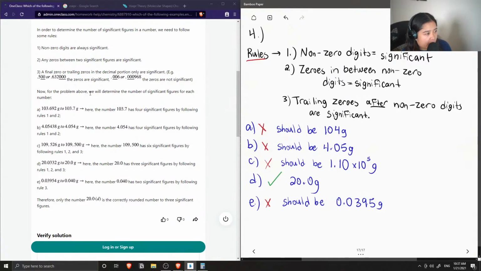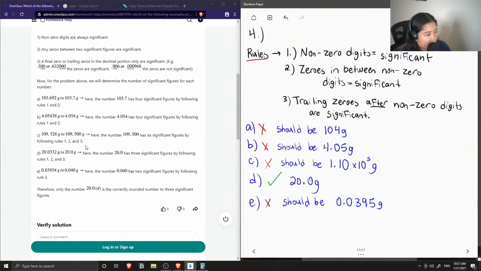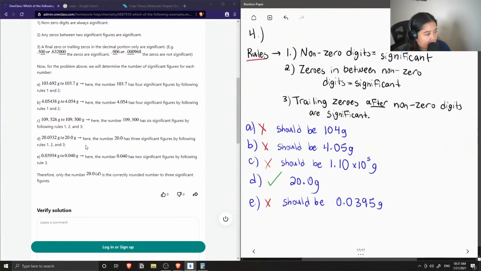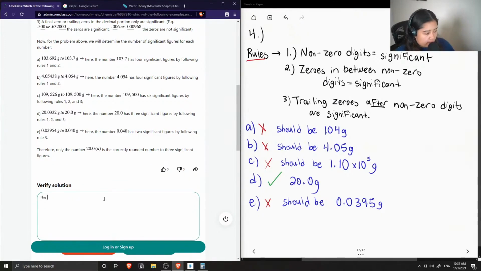And now for the problem above, we will determine the number of sig figs for each number. So A has 4, B has 4, C has 6, D has 3, so D is the only correct one. E has only 2. Okay, so the solution is correct.